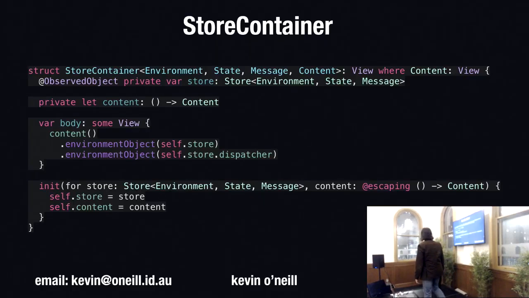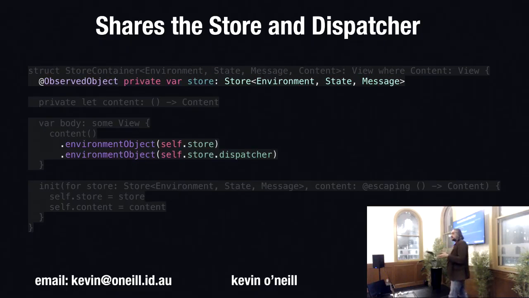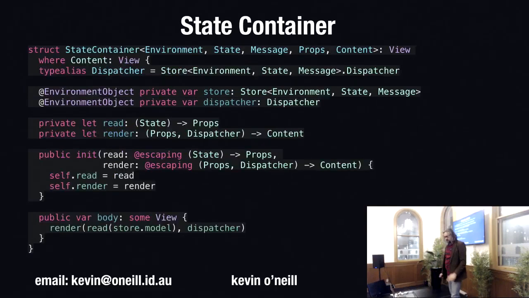A store container, again, these are the full implementations, by the way, so this is not a lot of code. It shares the store and the dispatcher. Basically it puts them into that wonderful thing we have, which in the Redux world is called a context object, or in the React world is called a context object. We call them environment objects. It's basically a container that sits in your view hierarchy that you can randomly go and get data from. It's like a global variable for that point in the view hierarchy. It does make things a little convenient.